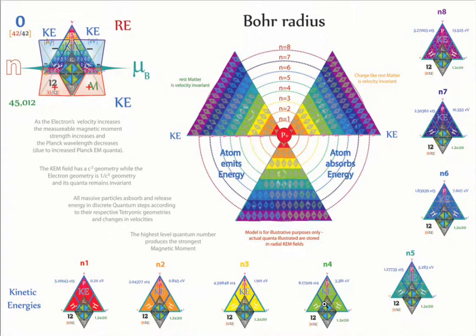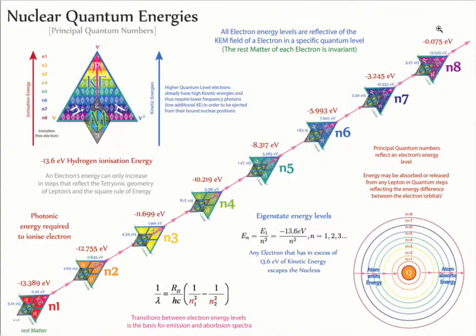So each color represents an increasing or a changing energy density or mass energy density. Because the chem fields are identical geometries, it's obviously reflective of mass energy. And in all cases, the electron mass matter geometry remains invariant.